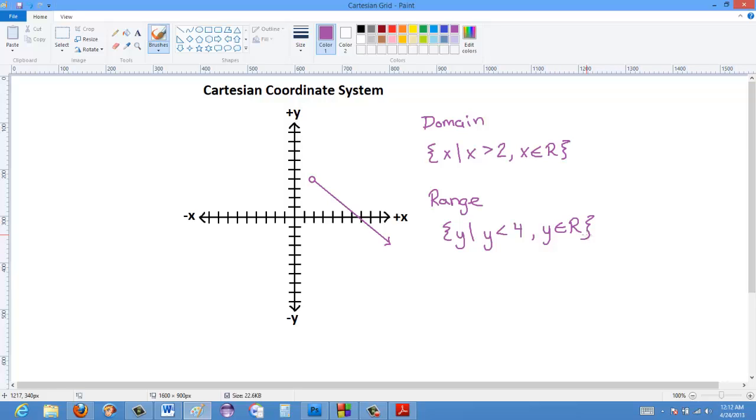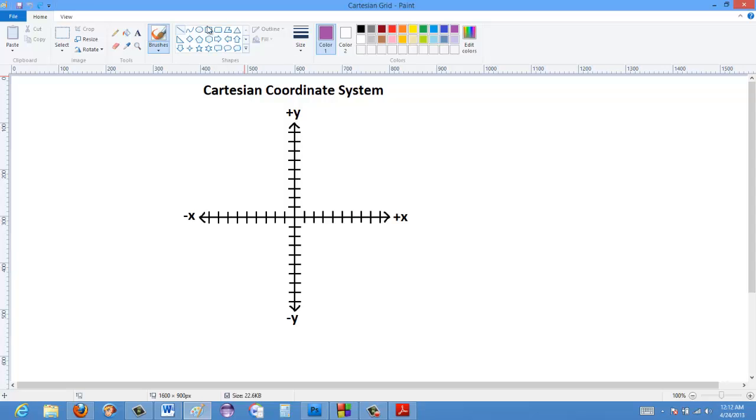Okay, now these are for continuous values, but what about discrete values? Let's say, for instance, we had a graph that just looked like this. Now this is a graph where y is equal to, let's say, y equals x or something like that, for a certain area. Now this one's a little bit trickier. So what would the domain here be?